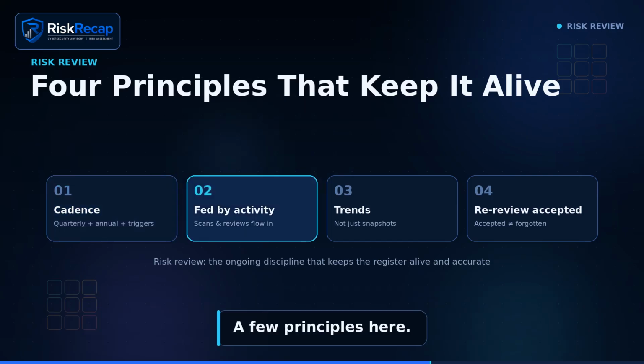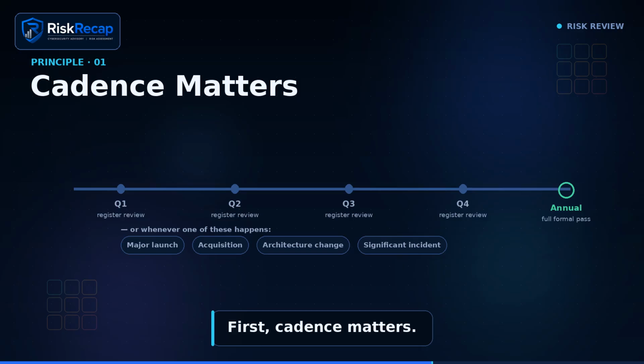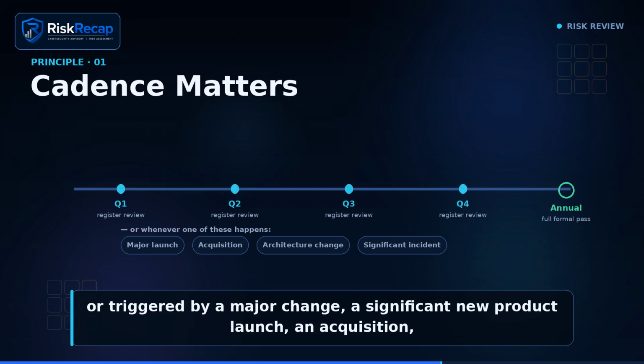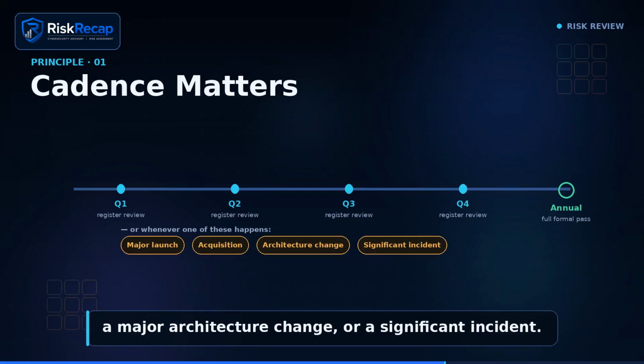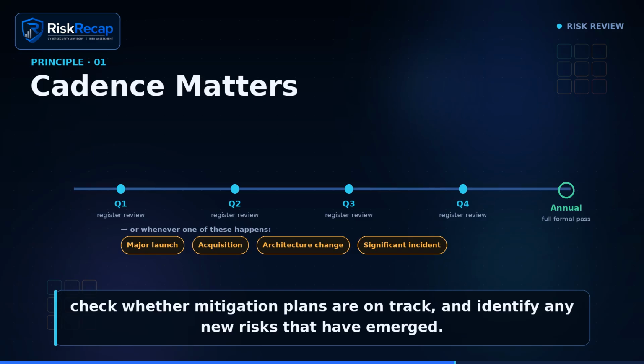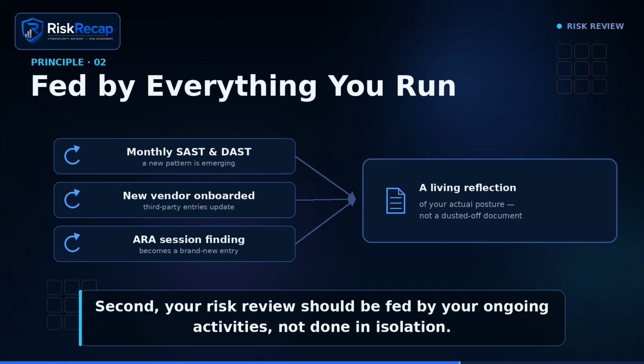A few principles here. First, cadence matters. A full formal risk assessment, going back through all the steps we discussed, is typically done annually or triggered by a major change, a significant new product launch, an acquisition, a major architecture change, or a significant incident. But the risk register itself should be reviewed much more frequently, often quarterly, to update statuses, check whether mitigation plans are on track, and identify any new risks that have emerged.